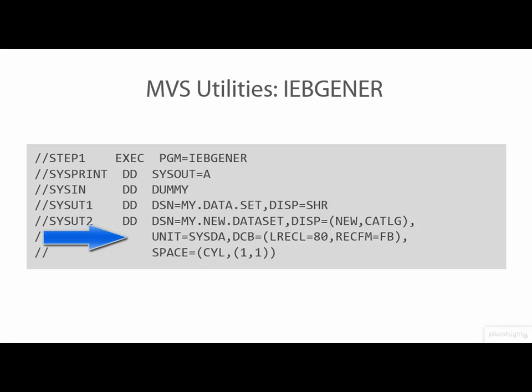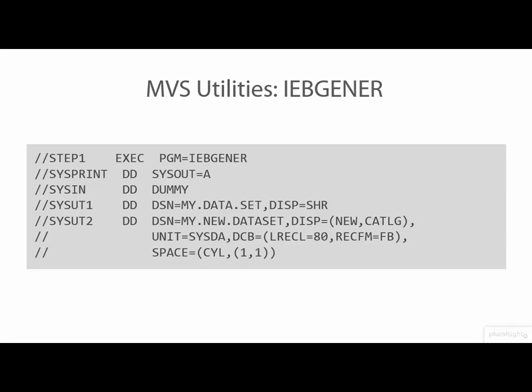Our SYSUT2 indicates that we are creating a new dataset. We have a disposition indicating that it is new and we want to catalog it once we are done processing. Our UNIT parameter indicates it's SYSDA, which is a disk dataset. Our DCB parameter indicates the records are 80 bytes long with a record format that is fixed blocked. And our SPACE parameter indicates we want to reserve one cylinder of primary space and one cylinder of secondary space in the event that the dataset needs to grow.